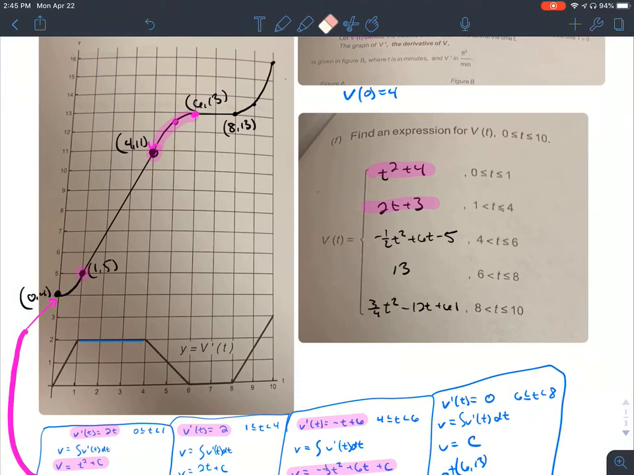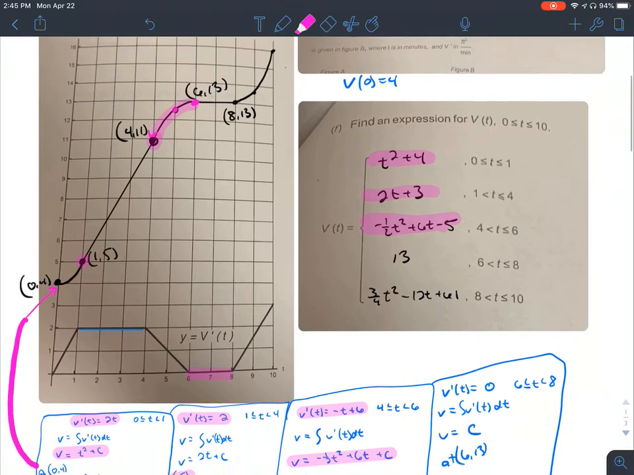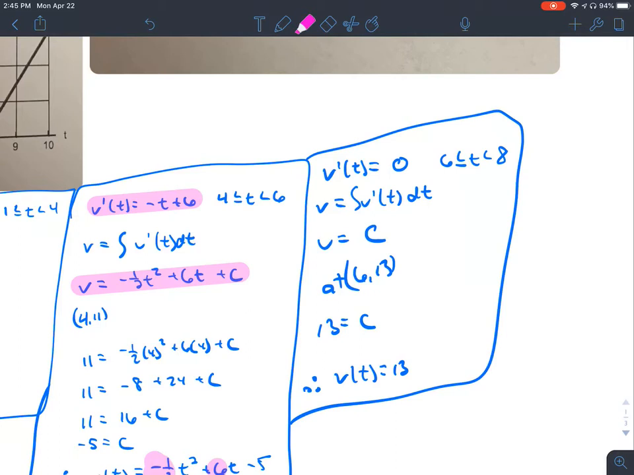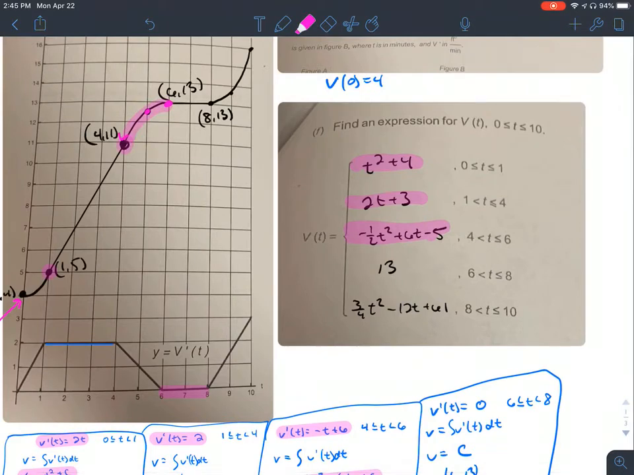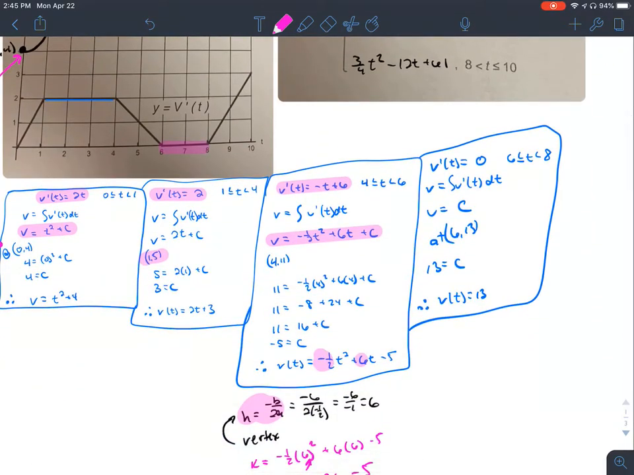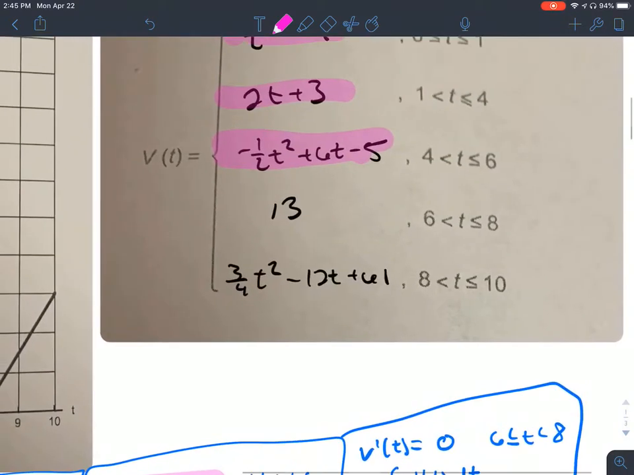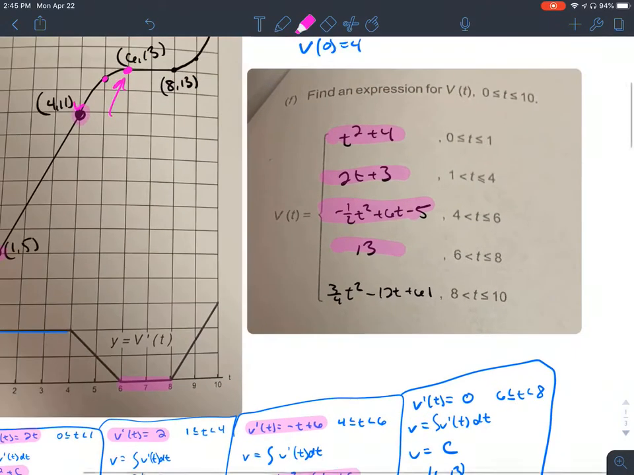Then, so that represents the third part of this. The fourth part, pretty simple. V prime is linear and it's at 0. So if V prime is 0, integrate that, you're going to get V is some arbitrary constant. And to figure out what that arbitrary constant is, we need a point that's going to be on this. And if you look up here, this previous graph ended at 613. So the y value is 13, so that constant has to be 13.